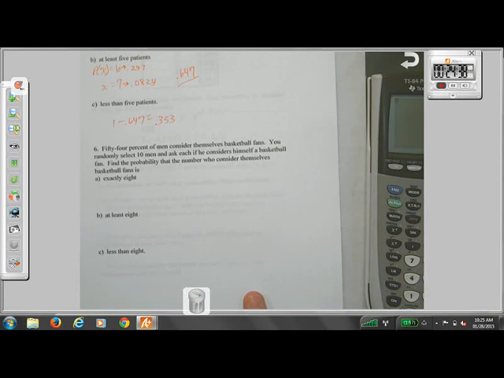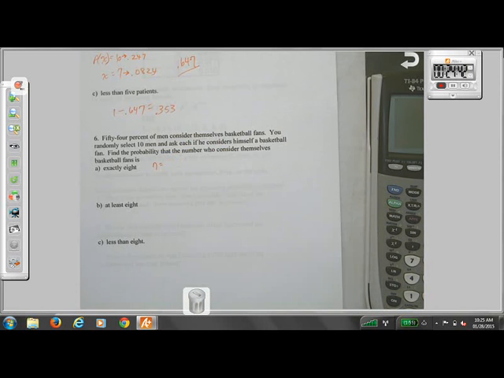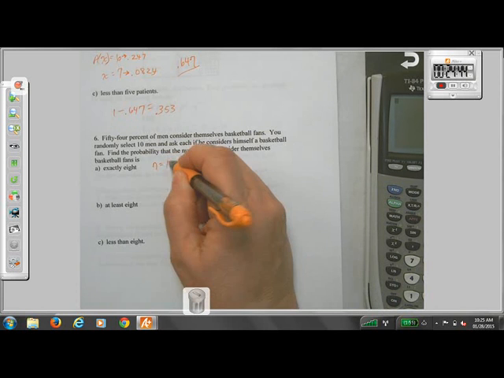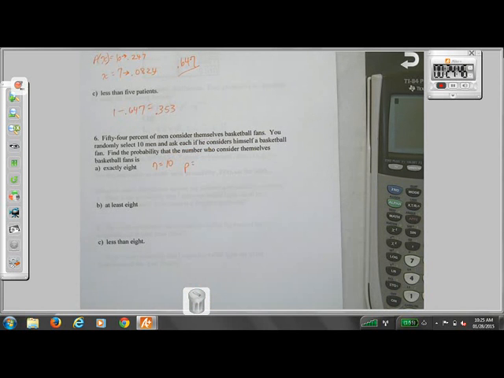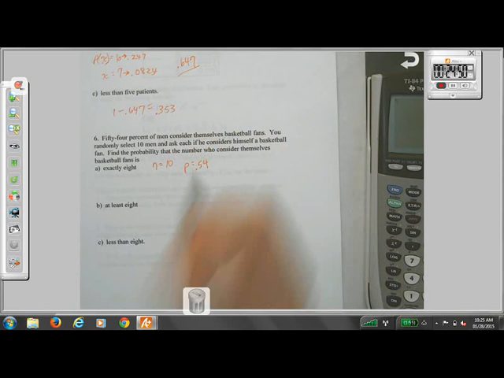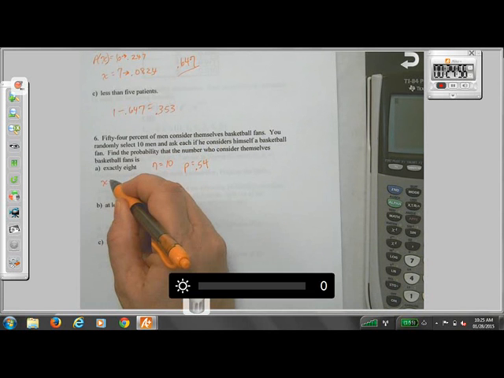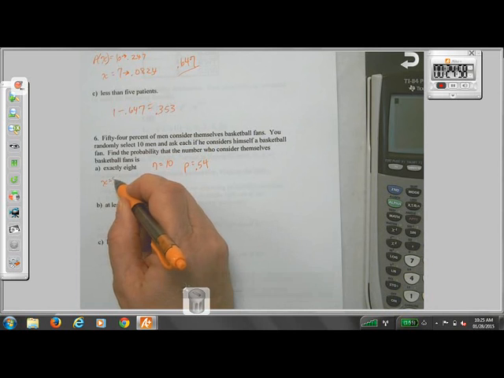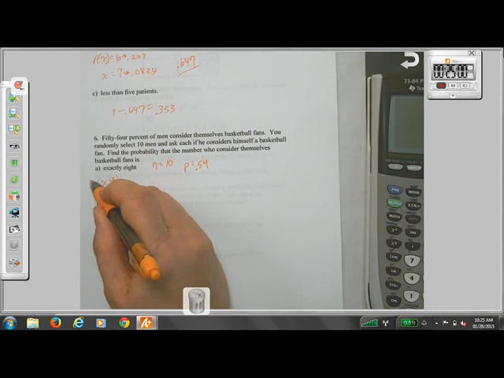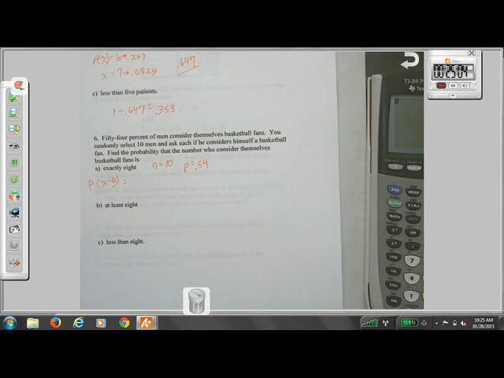Okay, so what is n? 10, thank you. What is p? 0.54. Don't forget the decimal. Okay, we don't really need q. This first one, x is going to be 8. So we're going to get the probability when x equals 8. That's how that should be written.